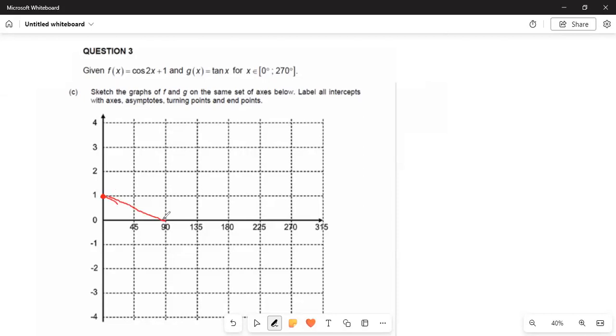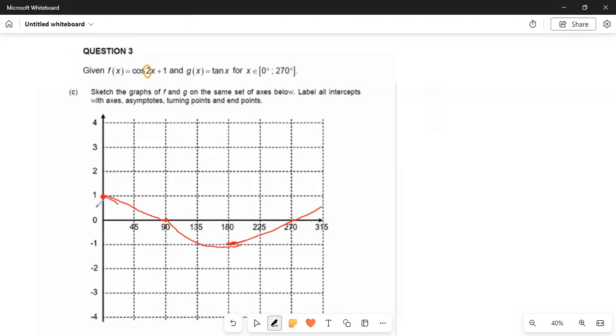cutting at 90, and then it will be a negative 1 there, and again cutting at 270 and going all the way, well, for this time halfway up, right? But now with our new cosine, we understand that we have that 360 period, we have to have 2 graphs.